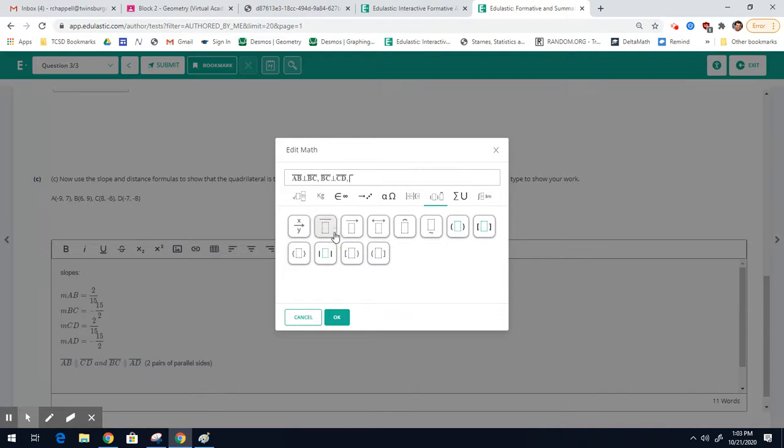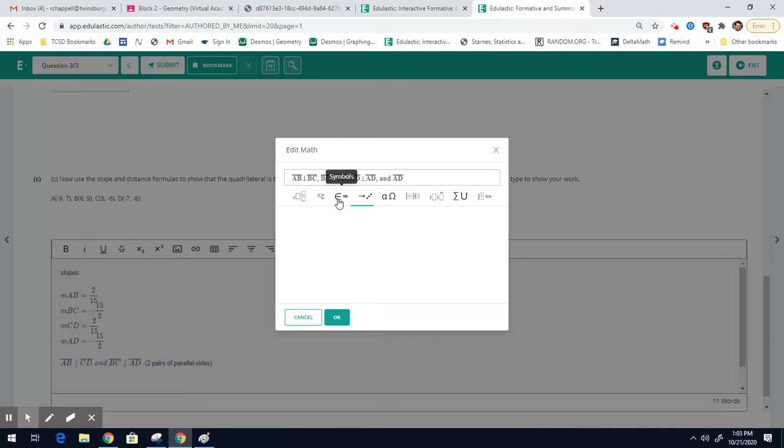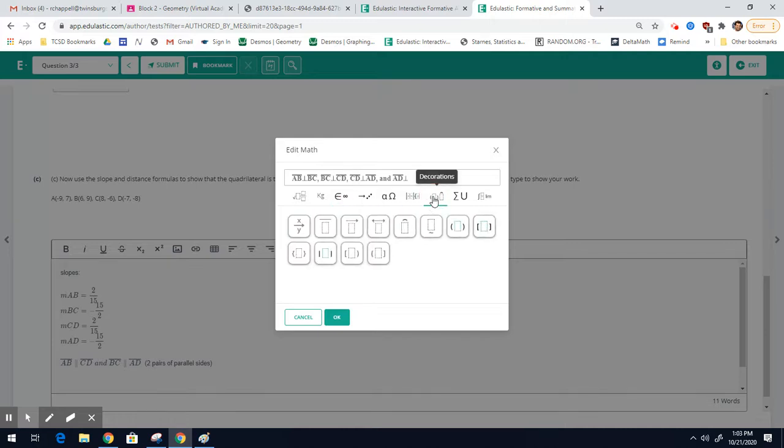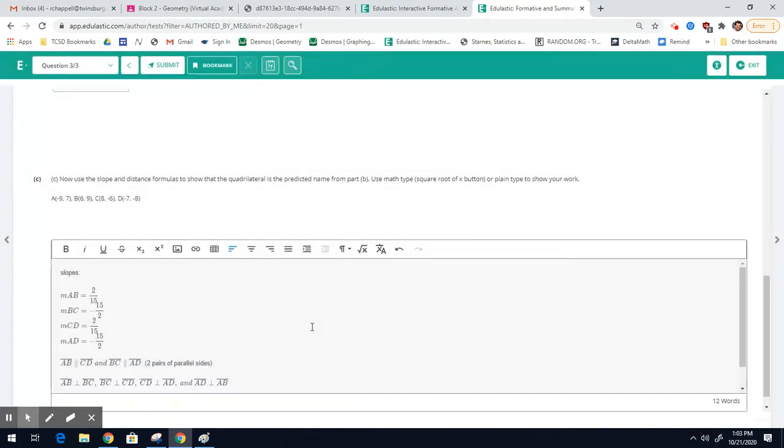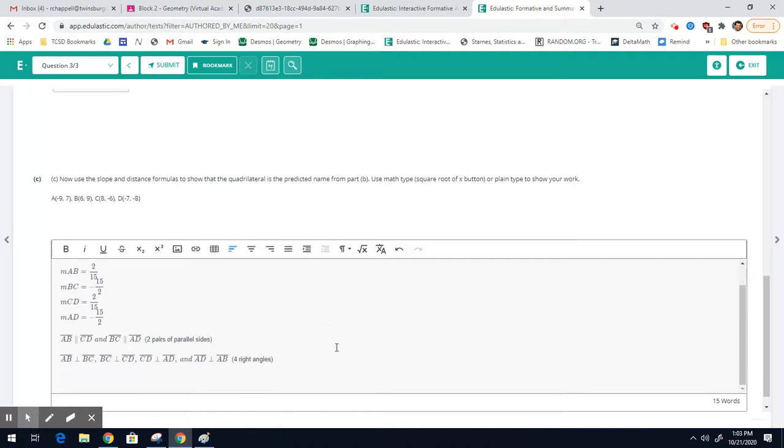We're going to say that segment CD is perpendicular to segment AD, and that segment AD is perpendicular to segment AB. And this means that you have 4 right angles in your parallelogram, which means you're now a rectangle. So I'm a parallelogram that's a rectangle.